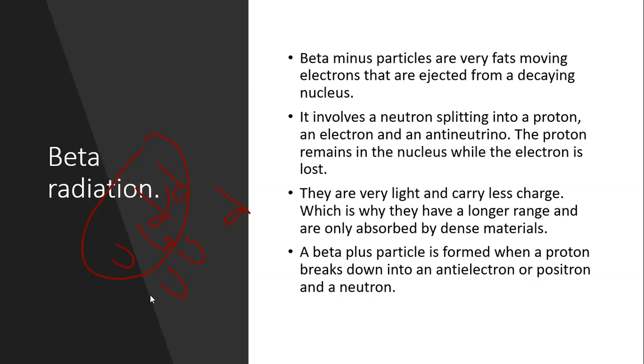So the opposite will happen in beta plus decay. In beta minus decay, a neutron is splitting to give you a proton, so a down quark is changing into an up quark, and the quark composition of the nucleus is changing. In beta plus decay, a proton is breaking down to give you a neutron. So one of your up quarks is turning into a down quark. Again, your composition is changing.